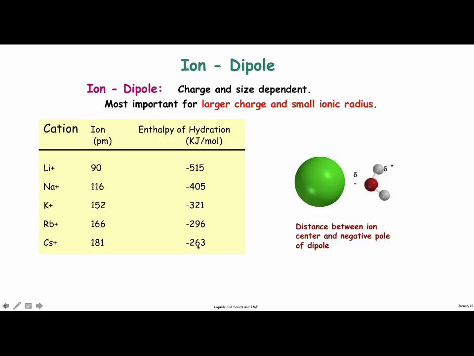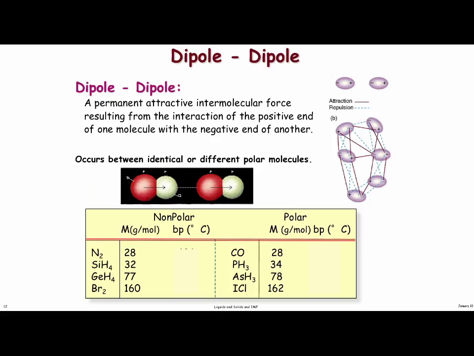So again, these are the type of intermolecular forces that is between an ion and a polar molecule. Don't worry too much about this type of force unless you're taking advanced chemistry. Let's take a look at dipole-dipole interaction. And remember that dipole-dipole interaction occurs for polar chemicals.